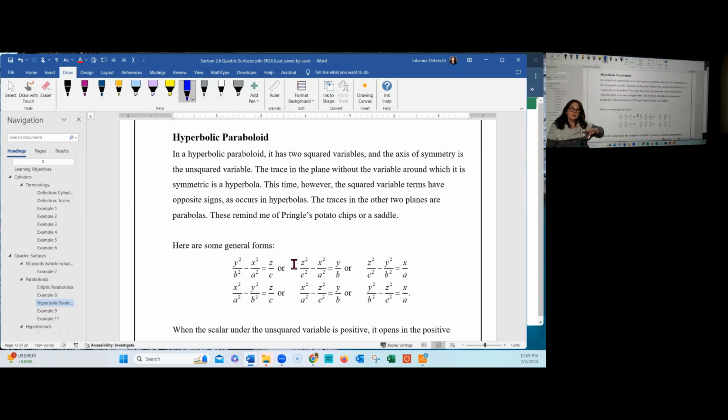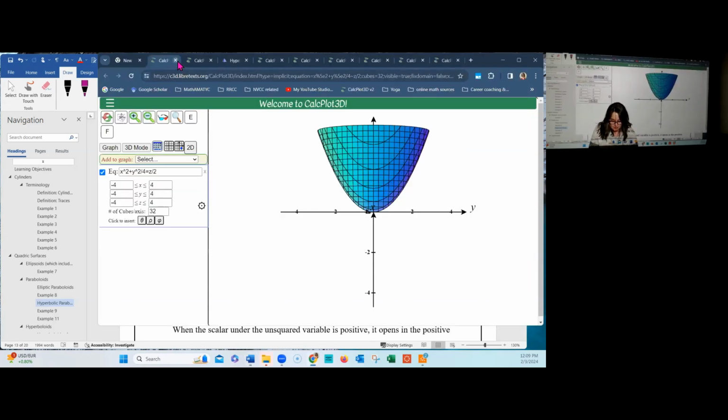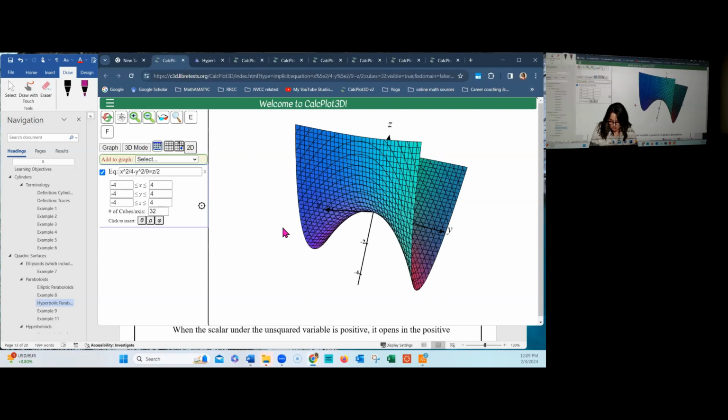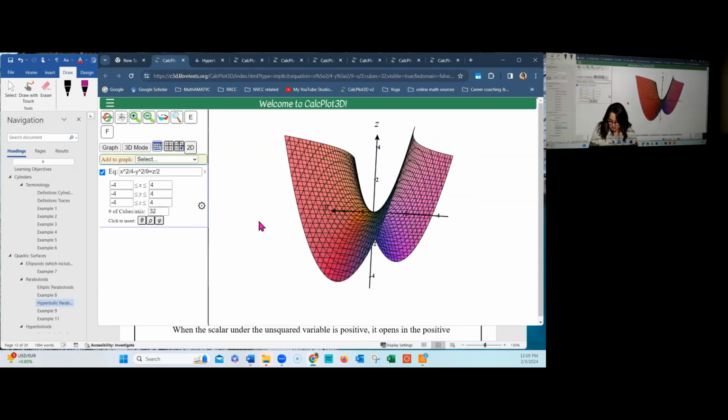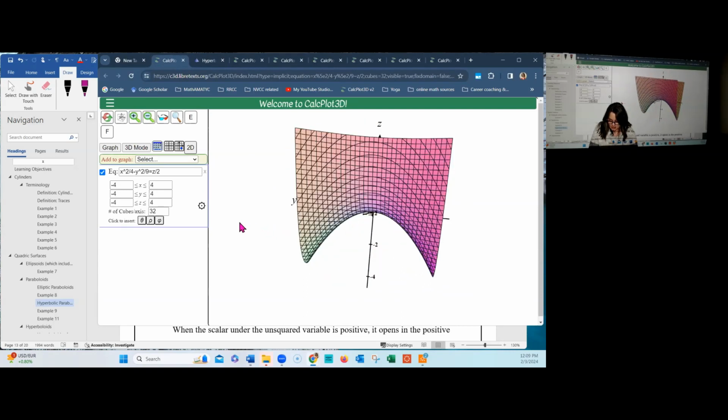So we've seen the elliptical paraboloid has one ellipse and two parabolas as traces, and the hyperbolic paraboloid has one hyperbola and two parabolas as traces. The hyperbolic paraboloids remind me of a saddle, like for riding horses, or a Pringles potato chip. So let's take a look at what one of those looks like so that you can visualize it. So let me close out that elliptical one. And you can see it right here, right?